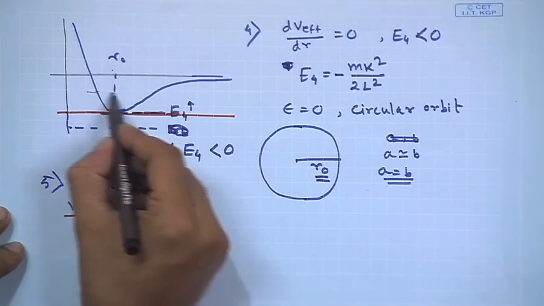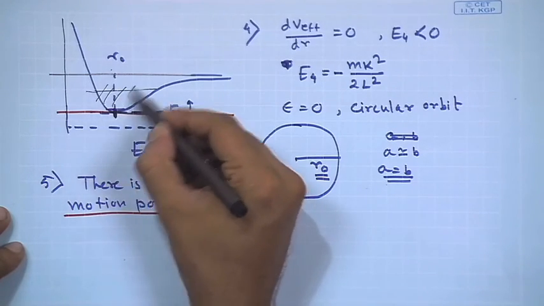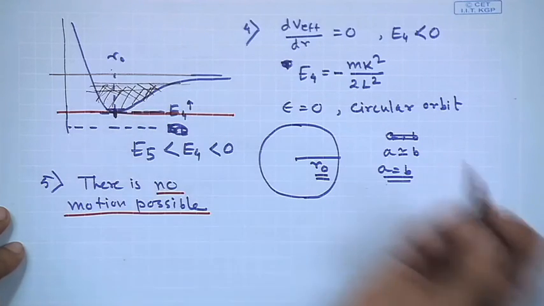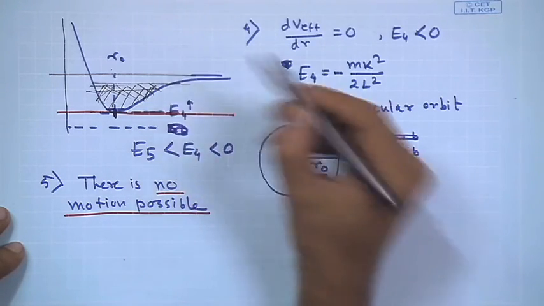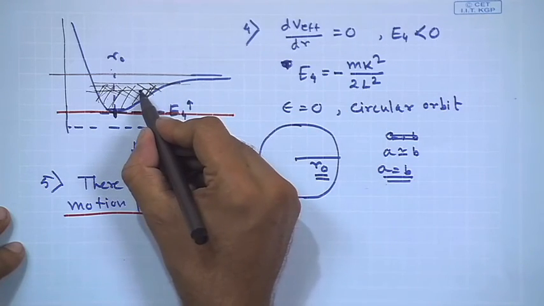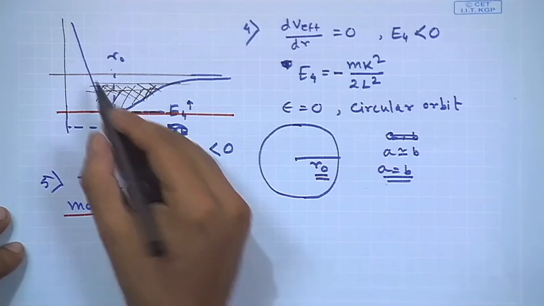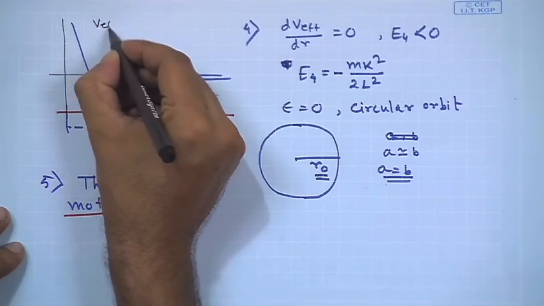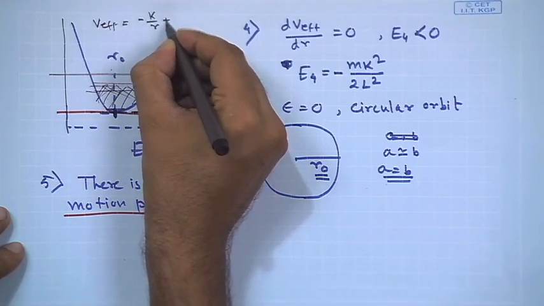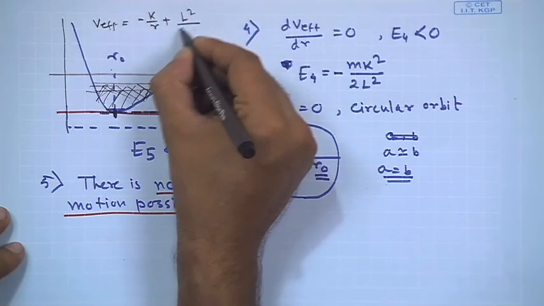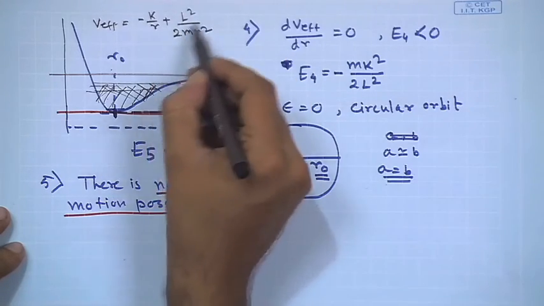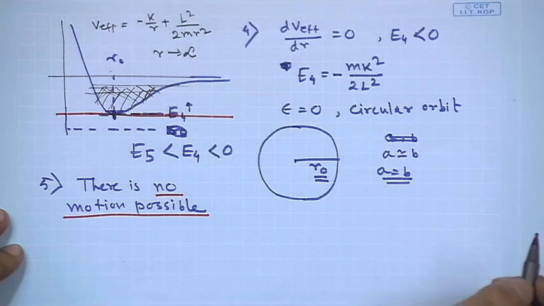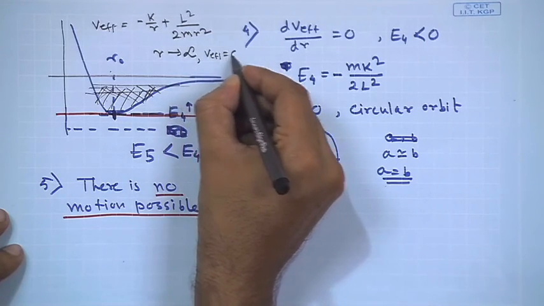If we are in this bound state, somewhere in this region, let us say our particle of interest has some certain energy which belongs to the shaded region. Now, in order to escape, it has to go to a distance where the potential will drop to 0. For this particular force field, the effective potential V effective is equal to minus k by r plus L square by 2 m r square. This is 0 if and only if we set r equal to infinity. Only at r equal to infinity, V effective is equal to 0.